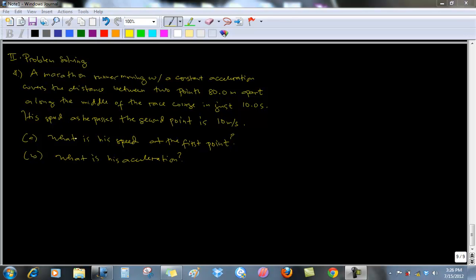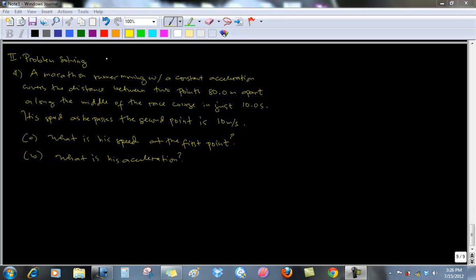Okay, so I'm trying to solve problem number 4 in chapter 2, problem solving part number 4. A marathon runner moving with a constant acceleration covers a distance between 2 points 80 meters apart along the middle of the race course in just 10 seconds. His speed as he passes the second point is 10 meters per second. Letter A, what is his speed at the first point? Letter B, what is his acceleration?